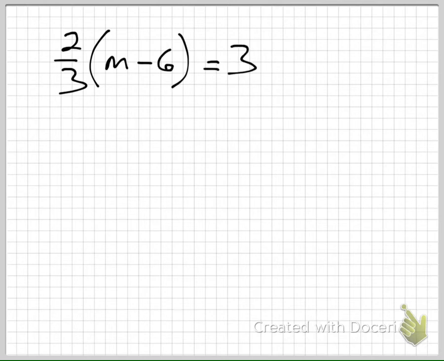Okay, you guys try one then. Oh, let's do this one. This will be a good one. 2/3 times m minus 6 equals 3. And I'll just give you a little heads up. It doesn't come out even. Here we go. You're watching.